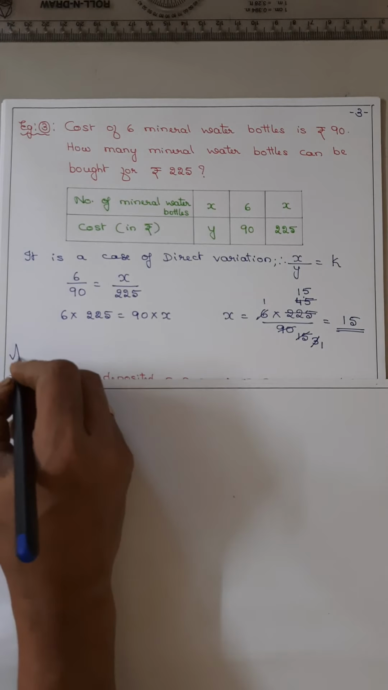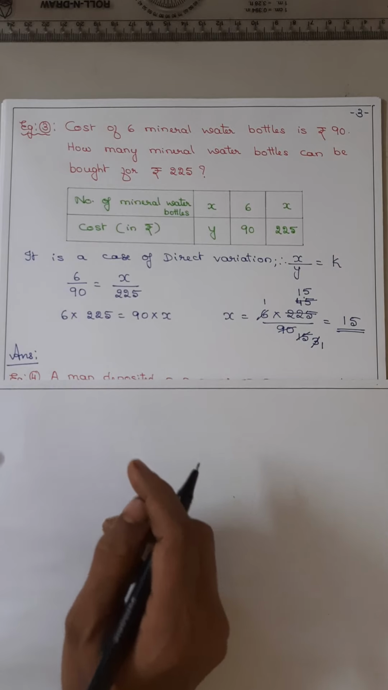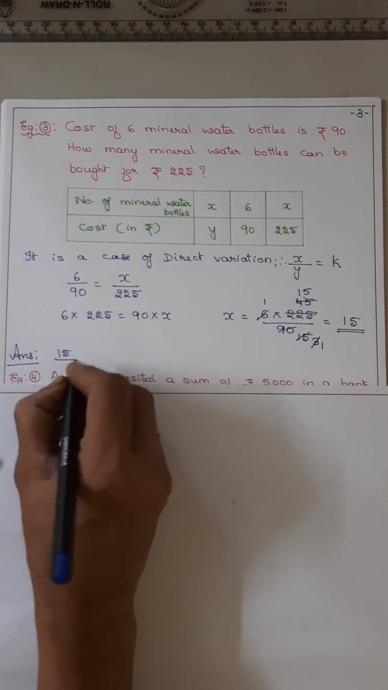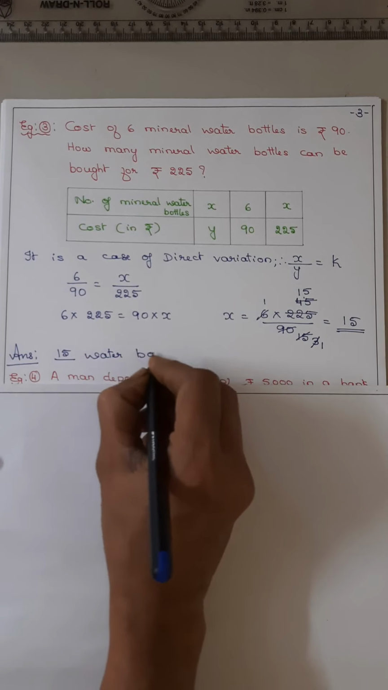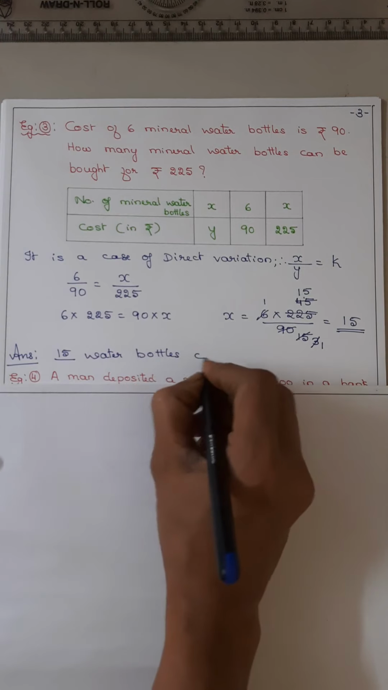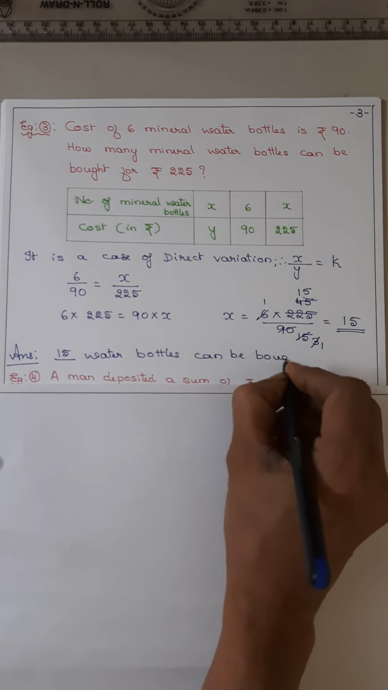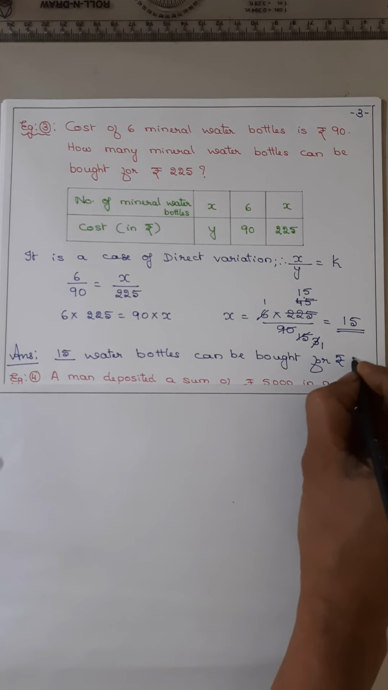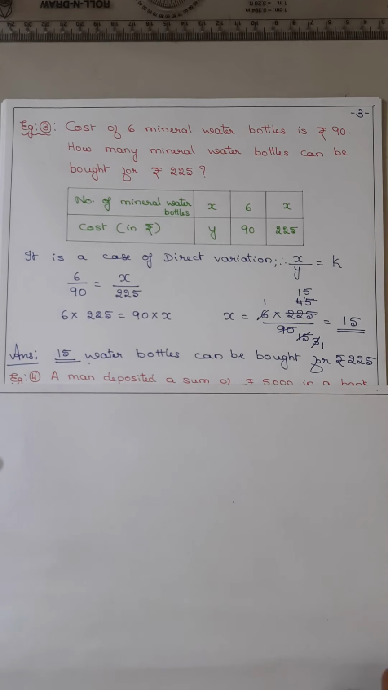Now write the answer. How many water bottles can be bought? So 15 water bottles can be bought for rupees 225. So final answer is important.